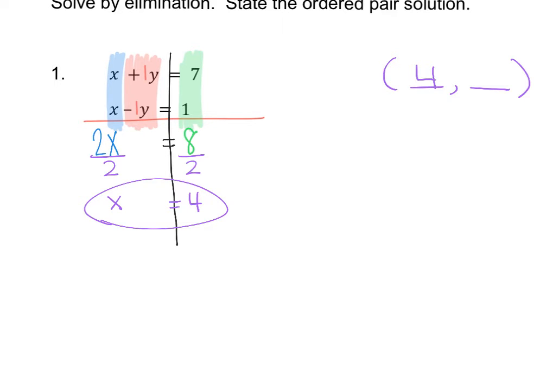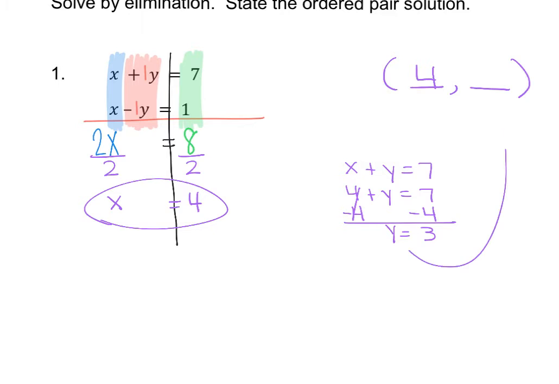I put the 4 there for x in my ordered pair. And then I have to go back to one of my original equations, and I'm going to go back to the positive one just because I don't like messing around with negatives. X plus y equals 7. I plug in the 4: 4 plus y equals 7. I subtract 4 from both sides, and I get y equals 3. Plug that up here.